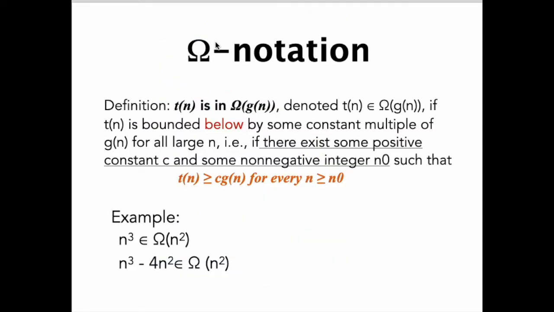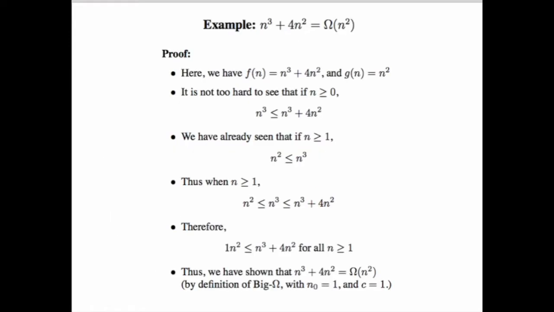And for the omega notation, we also need to identify some n sub 0, some c, such that this holds. So an example is n cubed is in omega of n squared. So a higher order polynomial is in omega of a lower order polynomial. So ganun din sa case na to. Okay. So as an example, we have f of n equal to n cubed plus 4n squared and g of n equal to n squared. So for n greater than or equal to 0, this can be established.